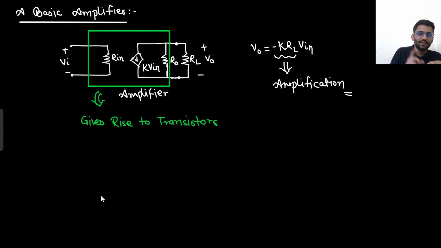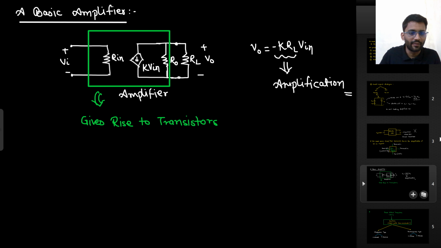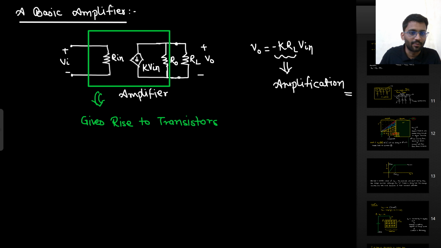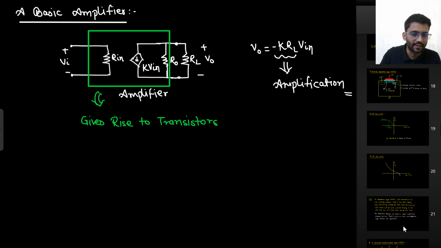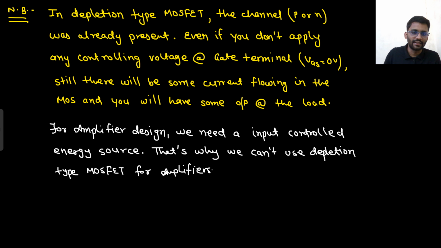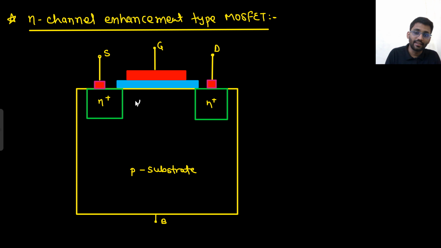So this requirement is not fulfilled by depletion type of MOSFET. This requirement will be fulfilled by enhancement type of MOSFET, and how it will be fulfilled, we will see in the next lecture. Okay, so this is written here, how it will be fulfilled. So here there is no channel present. So we will have to make the channel on our own. How will we make the channel?